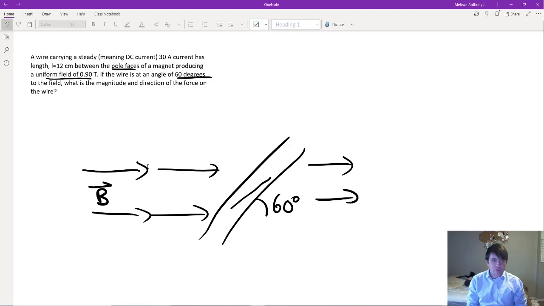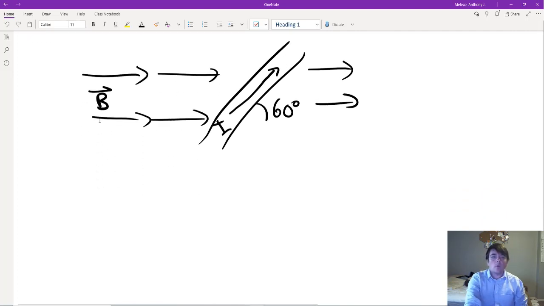And because of convention, you move counterclockwise, right? So this is the direction of the current flow, because the current flow is what matters here. The current flow is what's producing the field, and they tell us the wire, but that means the current flow is 60 degrees to the field.